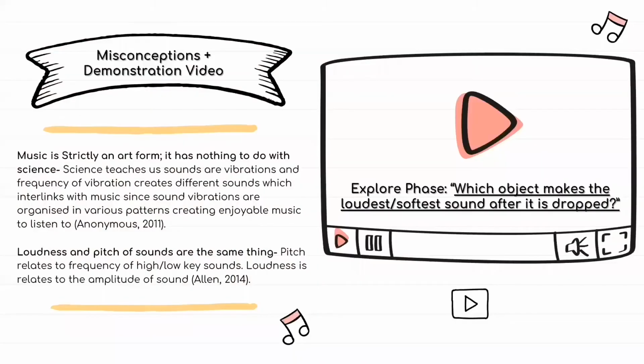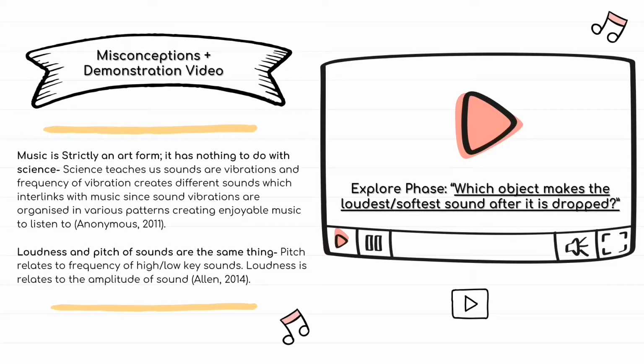Common misconceptions. Music is strictly an art form. It has nothing to do with science. Science concepts teaches us that sounds are vibrations. The frequency of vibrations create different sounds, which interlink with music, since sound vibrations are placed into patterns creating music that can convey emotions in sound.